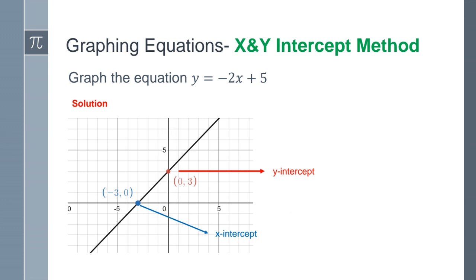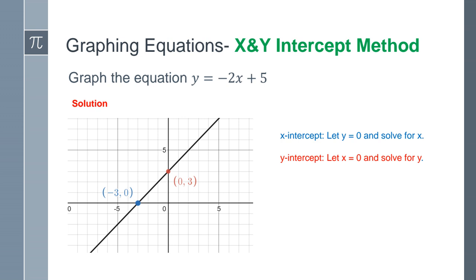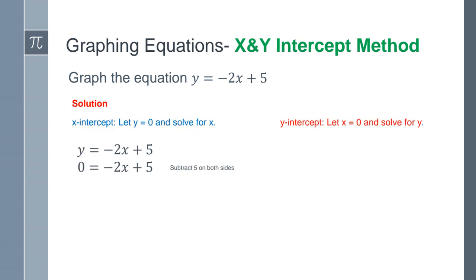But what I want to highlight here is that in the x-intercept, notice the value of y is always going to be 0. And for the y-intercept, the value of x is 0. So if we want to find the x-intercept, we always let y equal 0 and solve for x. If we want to find the y-intercept, we let x equal 0 and solve for y. If they give us a graph, we can just look at the points, but we don't always have a graph.